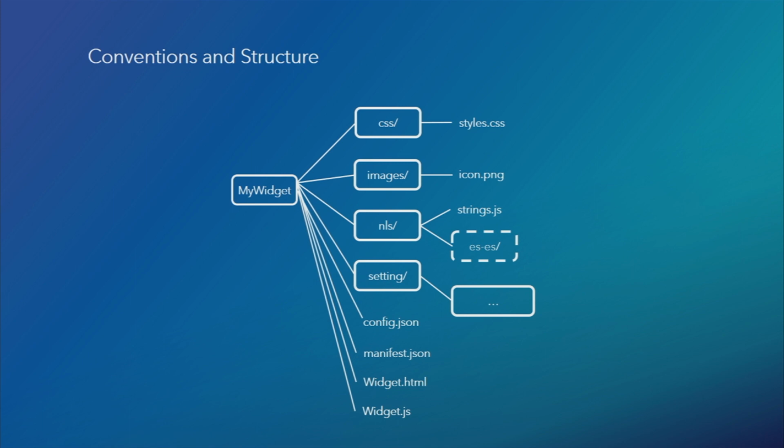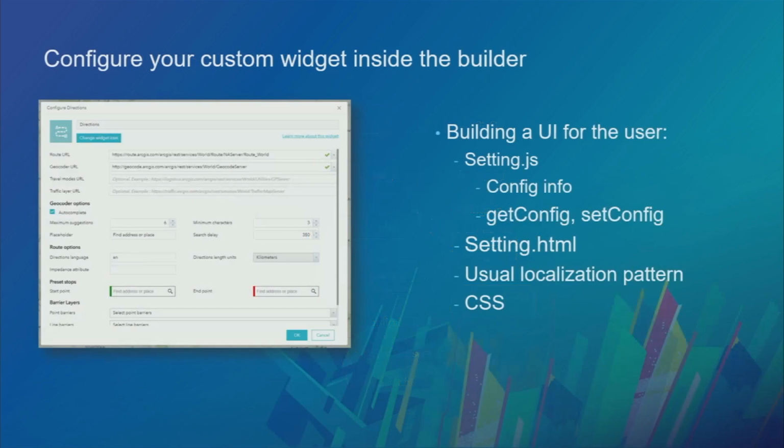Widget.html is the HTML template. Config.json can store some settings of your widget if you'd like. There are folders for NLS, which are translations, CSS for your styles, images, and so on. The setting folder is special. It's where you can define the logic and template for your widget setting modal, an example of which is shown right here. It's almost like a mini widget in itself. It's where you build the user interface for your users who are actually creating apps to be able to configure the widget that you're creating. So you'll have a JavaScript file, an HTML template file, and just like custom widgets, you can have localization and translation.